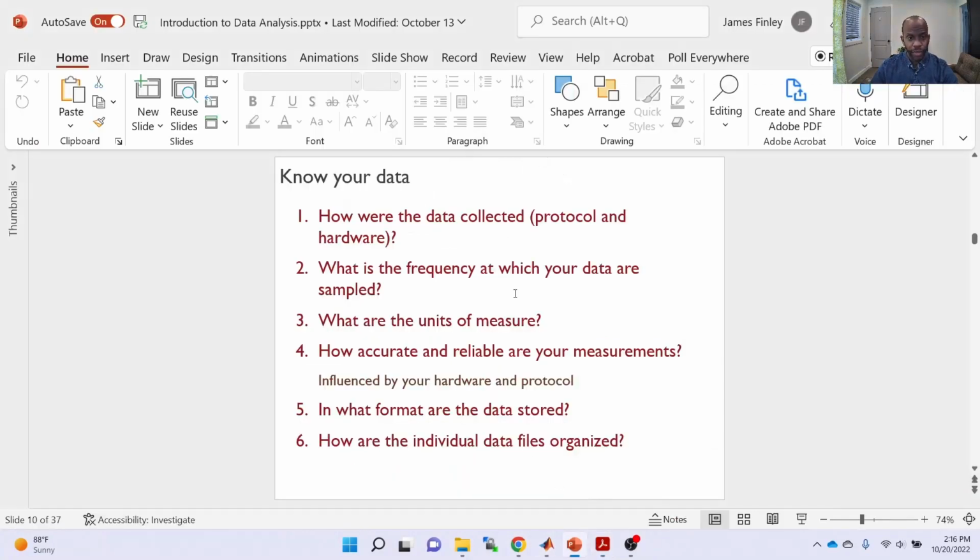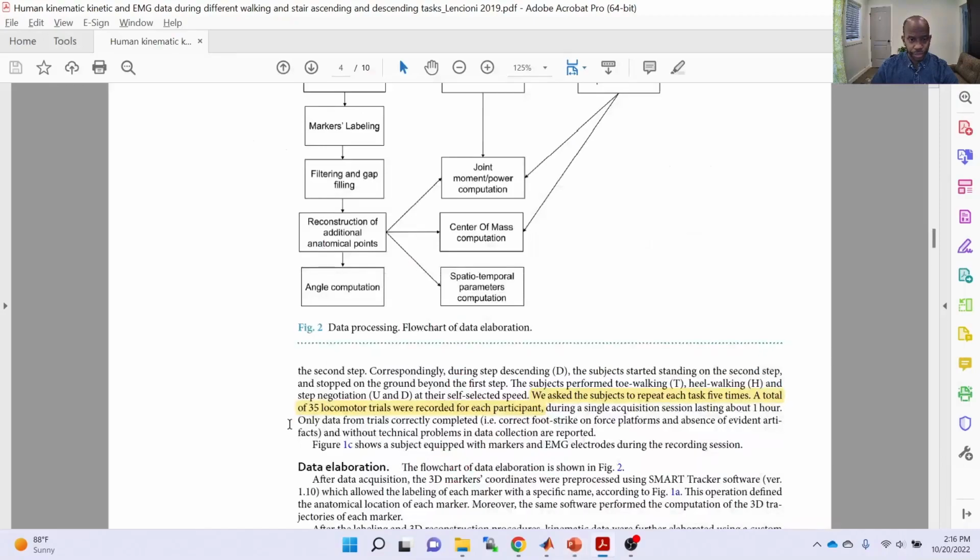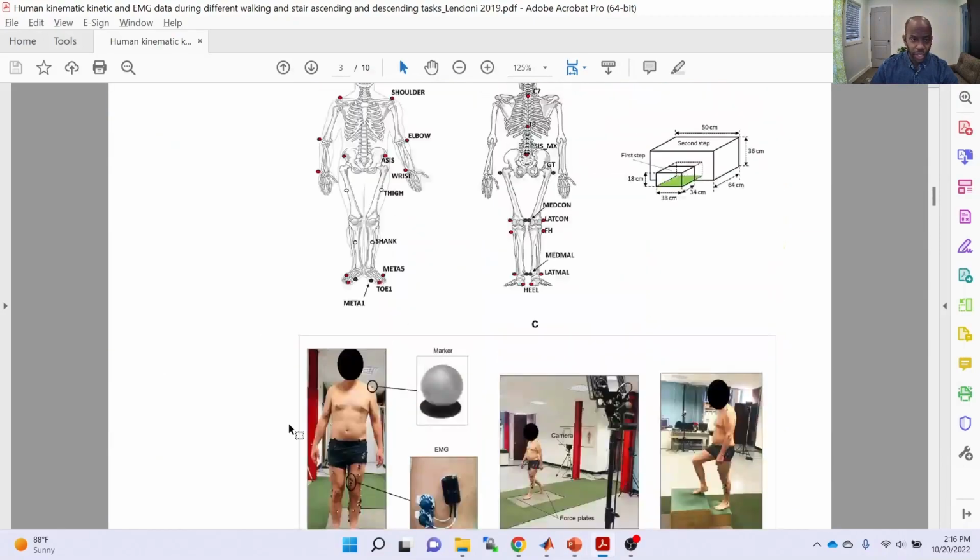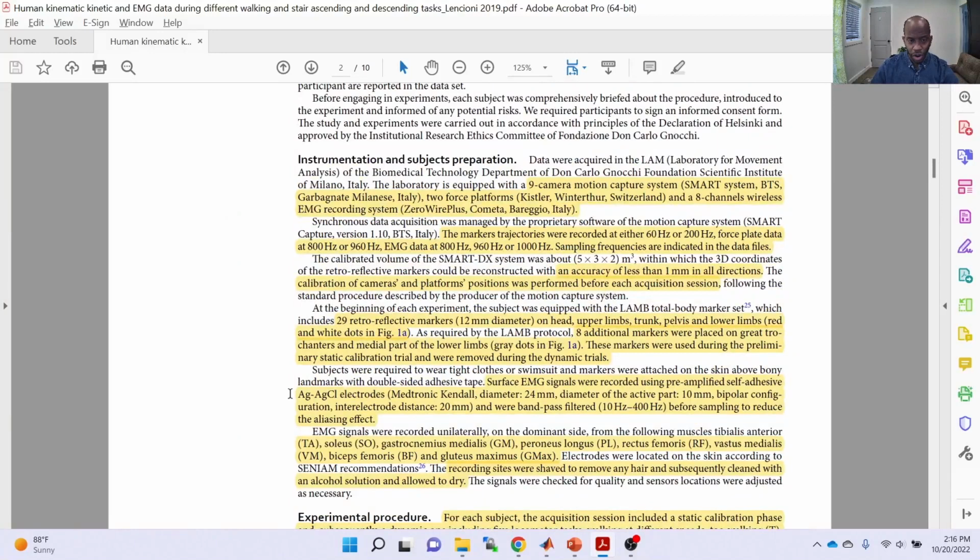So the next thing that we might want to consider are something about the measurements. So how frequently were our data sampled? So before I get to that, I just wanted to highlight one other thing related to hardware.